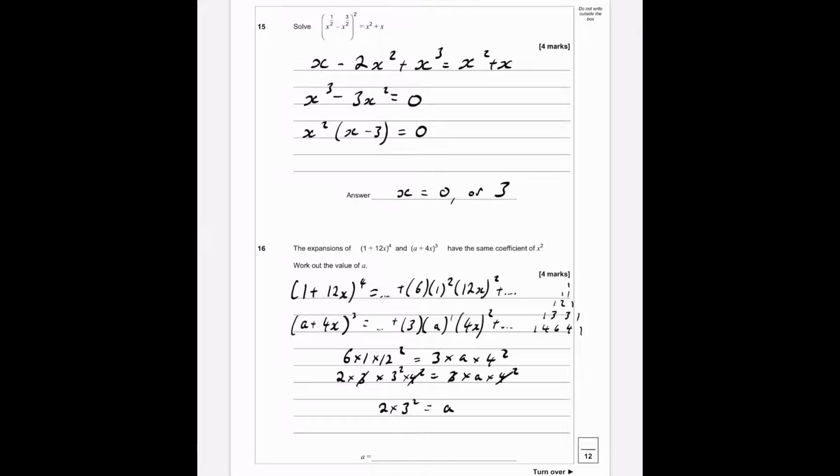If you did 6 times 144 and then divided by 48 or whatever it is, that would come out as 18 as well.